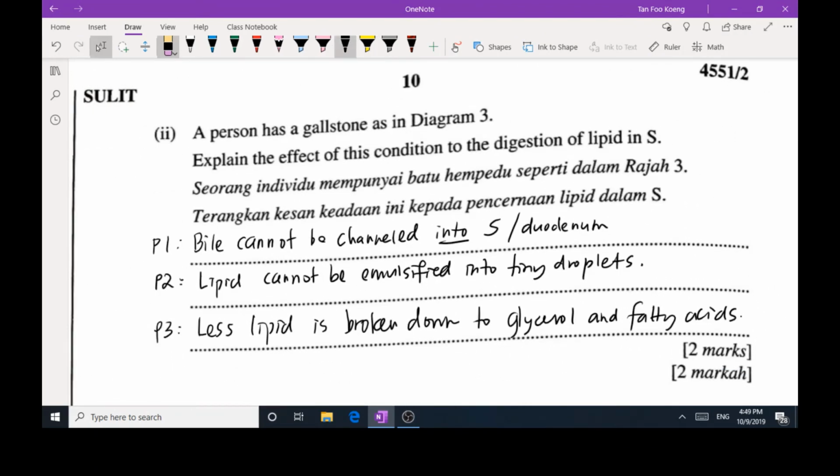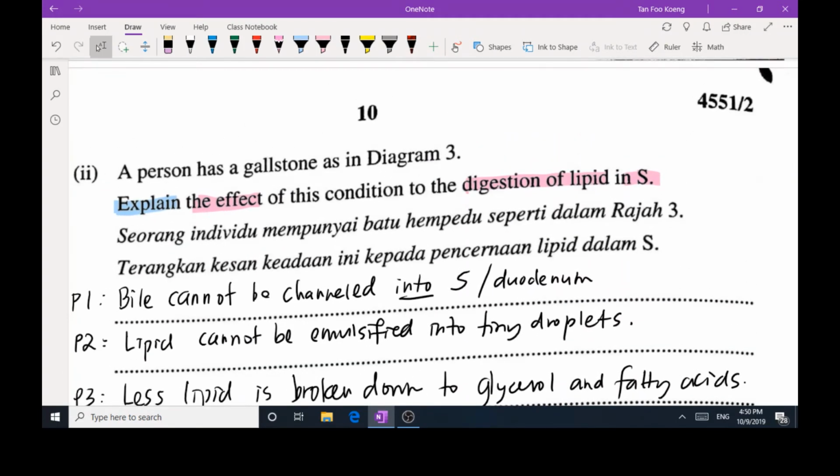So what is the effect? We are going to explain the effect of this condition, which is the appearance of gallstone in the bile duct, on the digestion of lipid in S. Now let's try to find some ideas from the question. S is the duodenum, and the digestion of lipid is related to bile. So the gallstone blocks the bile duct. When the bile duct is blocked, we do not have bile secreted to the duodenum. So what is the effect of this? No bile for the digestion of lipid.